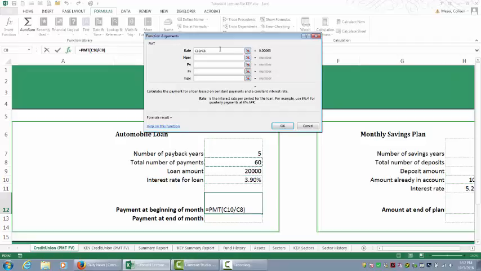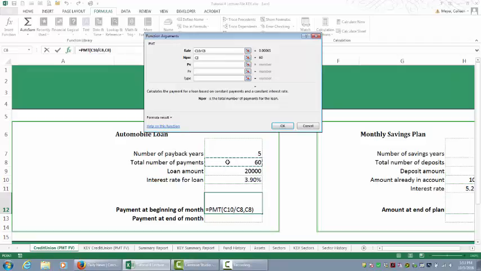So for the first argument, instead of clicking on a cell that has the monthly rate, which we could have put in the spreadsheet, we're just going to use the data that we currently have in the spreadsheet, and that is taking the annual interest rate, which is what's in cell C10, and divide it by the number of total payments for this particular loan. Now we're going to move to the second argument, which is the NPER, and this is the total number of payments for the loan. Now that actually is in this spreadsheet, so all we have to do is click on the cell that contains the number of payments in the loan.